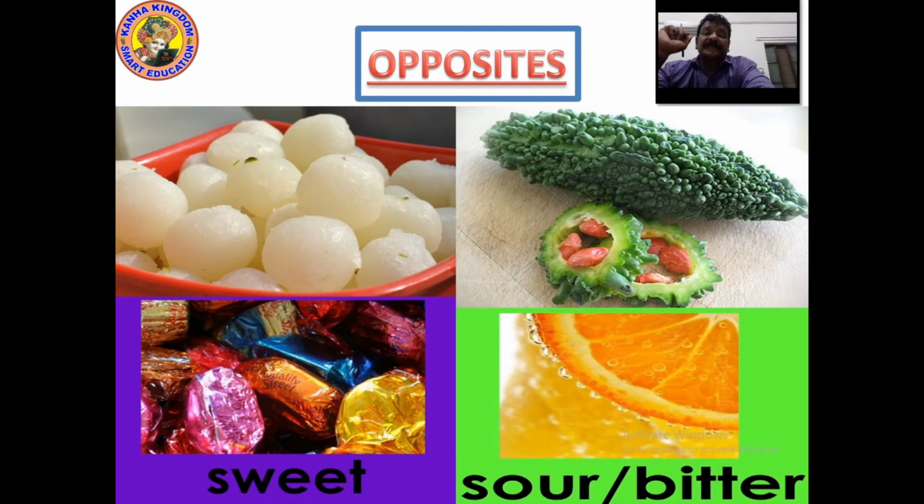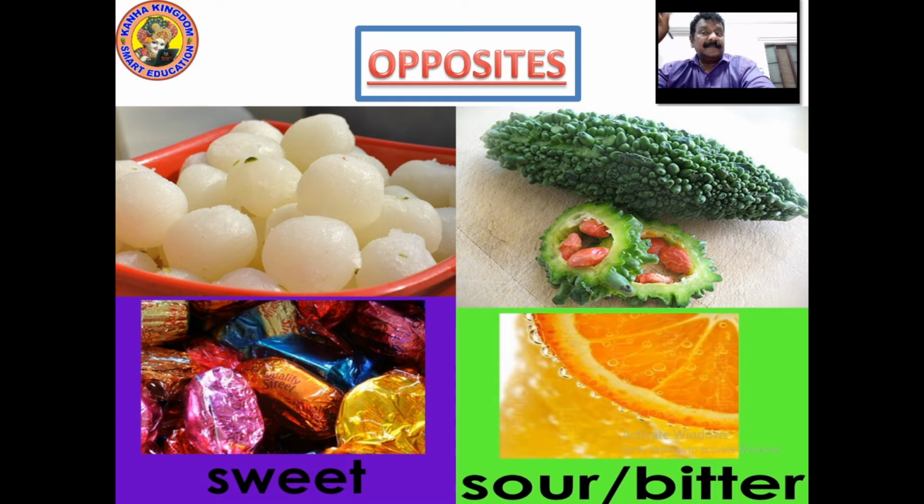Now look at the opposites. Sweet, sour, bitter. Opposite of sweet. You know what is sweet? Sugar is sweet. Chocolates are sweet. What else? All the eatables of chocolate or sugar. Anything which contains sugar is sweet. So opposite of sweet is what? Sweet is bitter or sour. Sweet and sour.